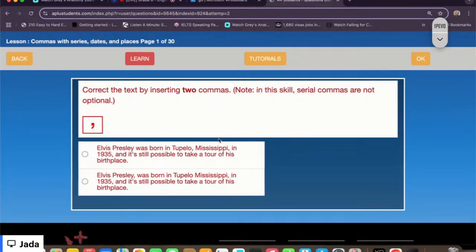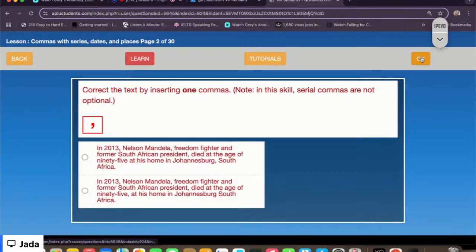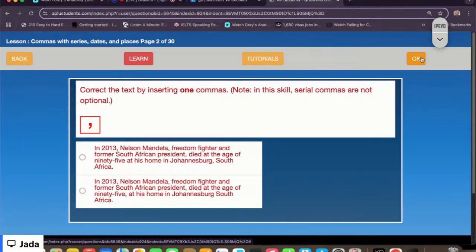Okay, so we have the first one. Right. Okay. That's good, guys. So in 2013, Nelson Mandela, freedom fighter and former South African president, died at the age of 95 at his home in Johannesburg, Africa. So first to second, just one comma here.